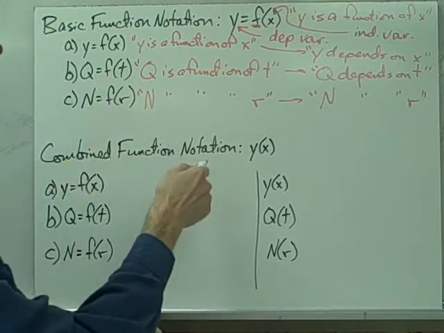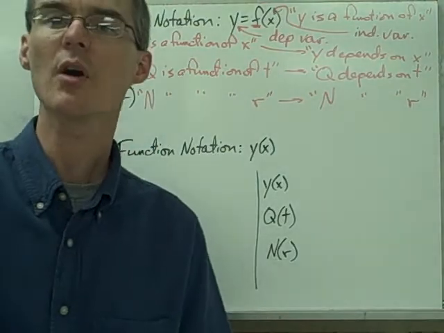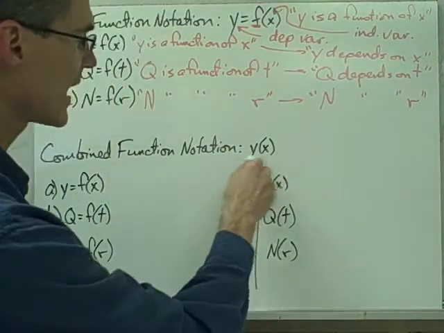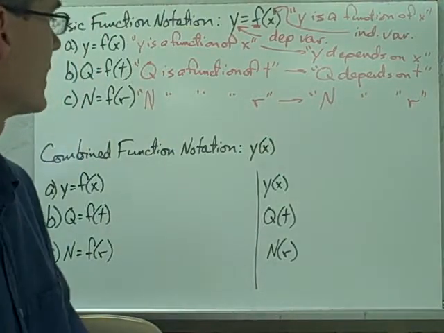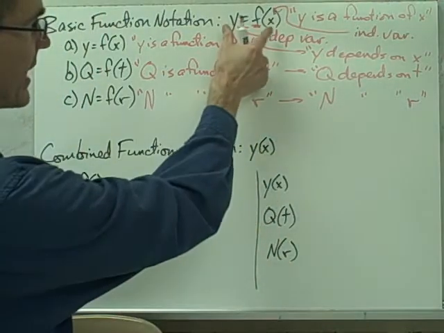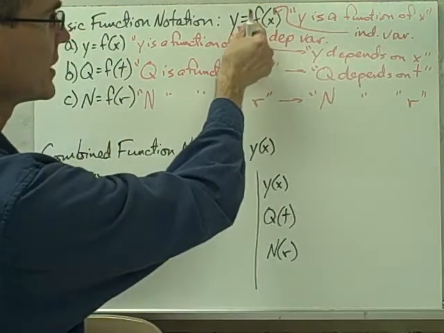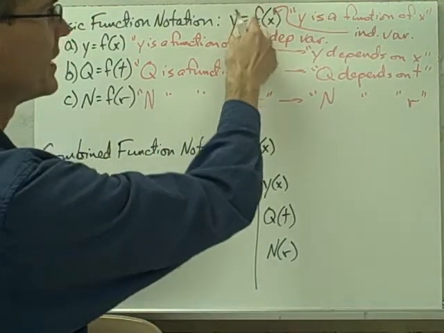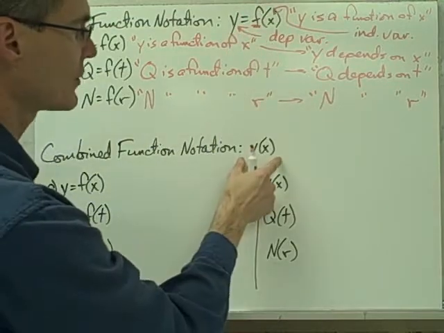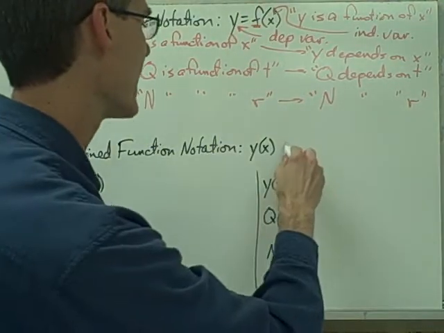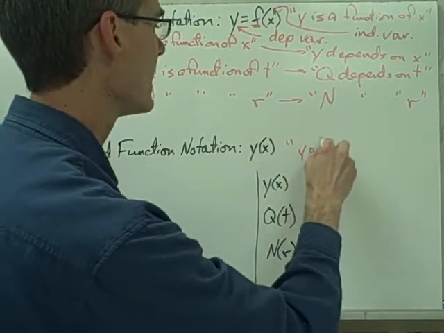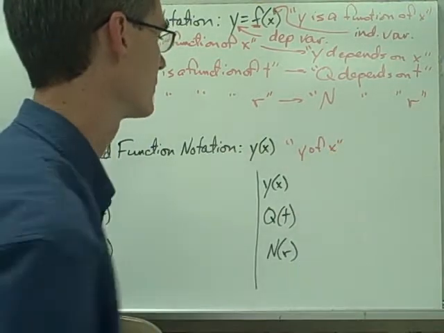Now, another type of function notation is what we're going to call combined function notation, and it looks like this. You'll notice that if you take the basic function notation, you kind of squash it together, then get rid of the name of the function, the f, and you just write the whole thing like this. And this you would read as y of x.